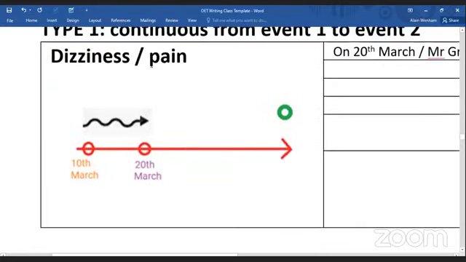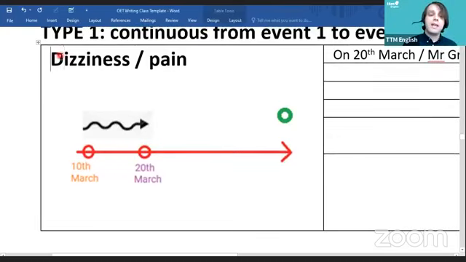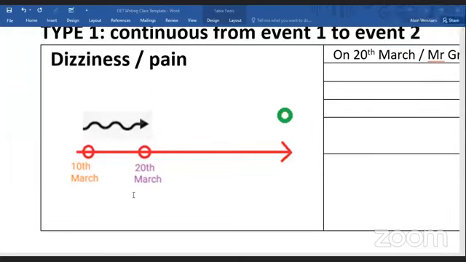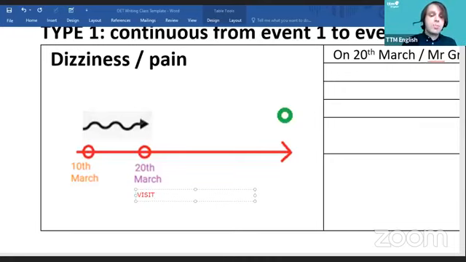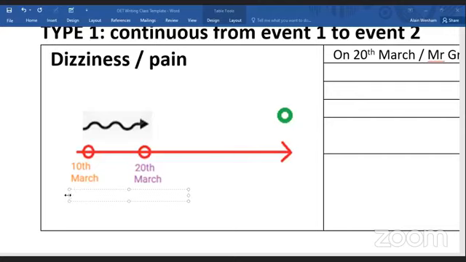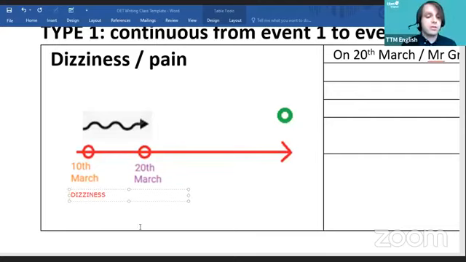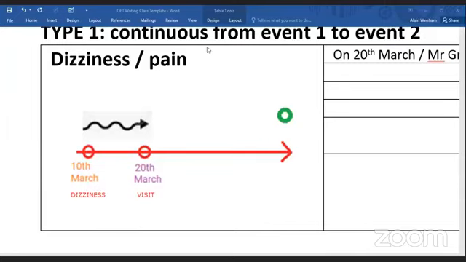So imagine I'm here and I'm writing, okay? But I'm writing about dizziness or pain. Where's the clinic visit, guys? Where are they visiting the clinic? On the 20th. Here, right? They visit up here. But in this example, when does the dizziness start? On the 10th. 10 days before. But is it finished? No, it's ongoing. It's continuous between these days, right?